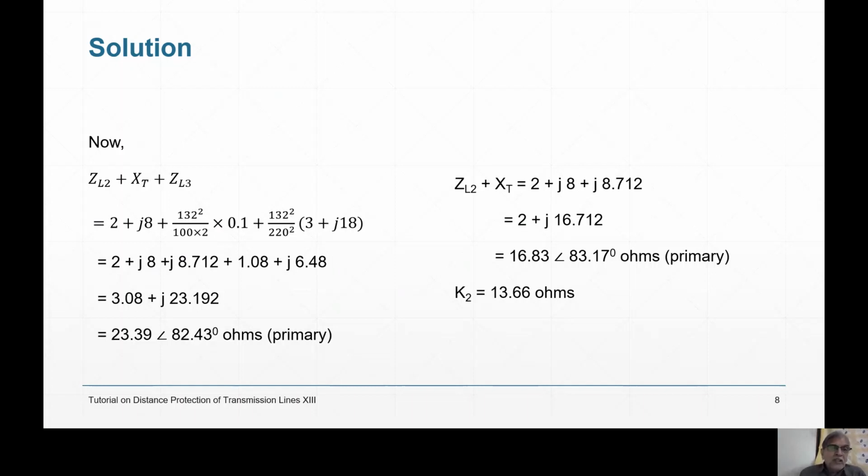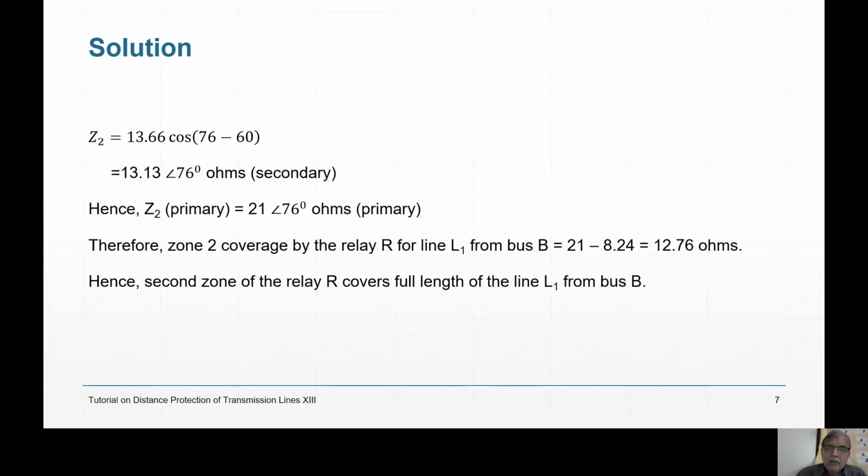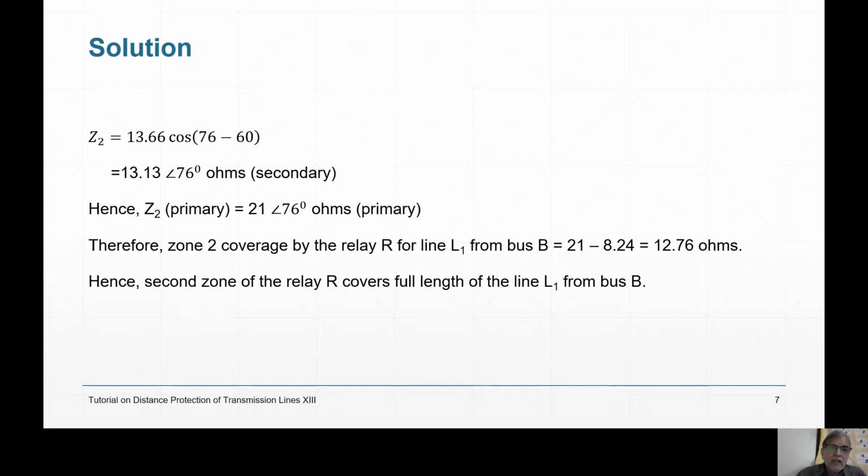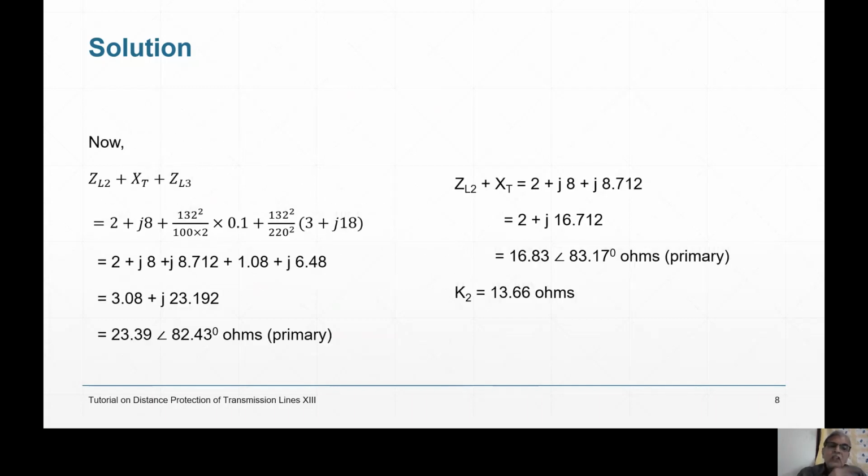So ZL2 is 2 plus J8 plus 132 square divided by 100. That is kV square by MVA to convert from PU to ohms by 2 because there are two transformers. Let us see, there are two transformers. So by 2. So by 2 we have made into 0.1 per unit. So we have converted in ohms plus 132 square by 220 square because relay is on 132 kV side and our line is 220 kV, which is 3 plus J18.